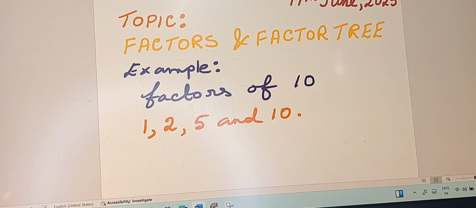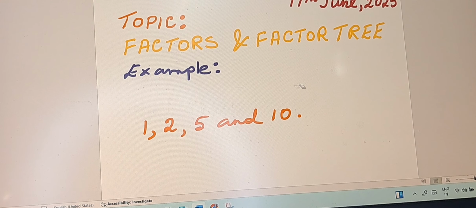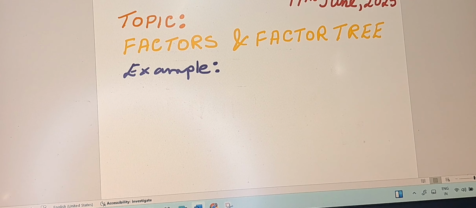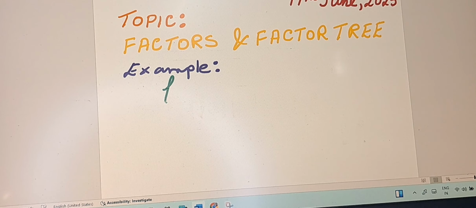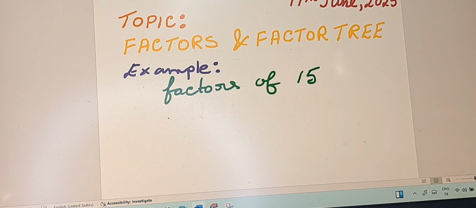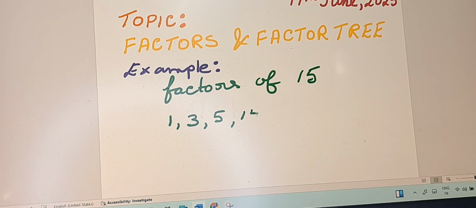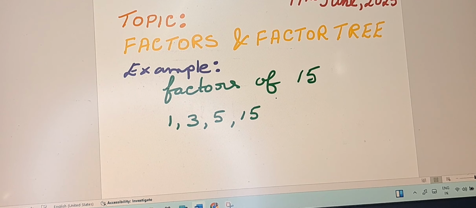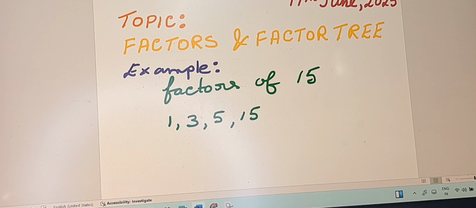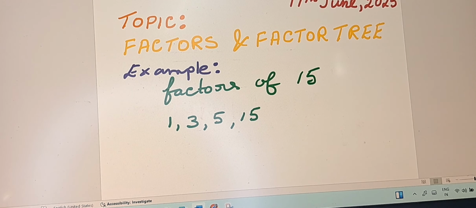One more example, the factors of 15. What are the factors of 15? Very easy, students, if you know the tables. The factors of 15 are 1, 3, 5 and 15. These numbers divide 15 completely without any remainder. So these are the factors of 15.